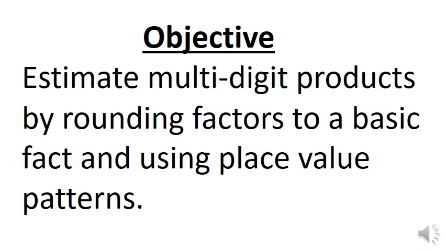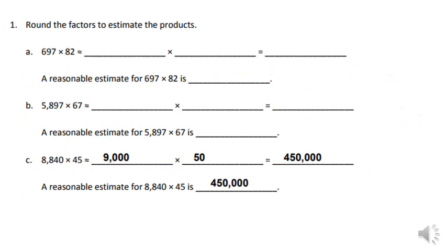Okay, in lesson 2 of module 2, our objective is to estimate multi-digit products by rounding factors to a basic fact and using place value patterns. Now, we're going to be using estimation a lot this year in order to verify our answers are correct. A lot of times you can avoid real small mistakes just by doing an estimation first and then solving the problem. Let's start.